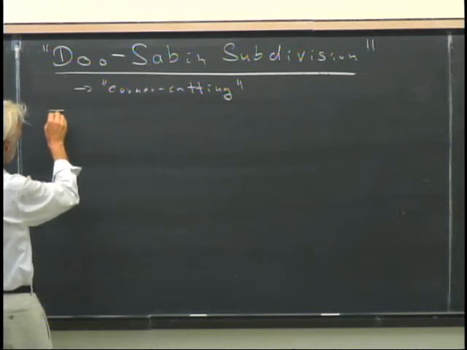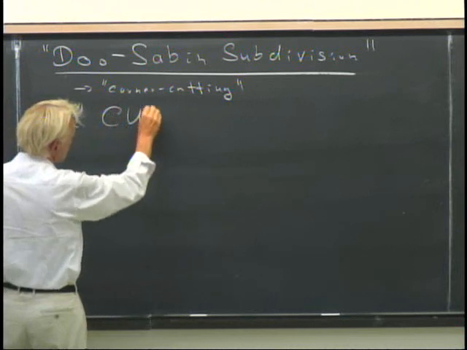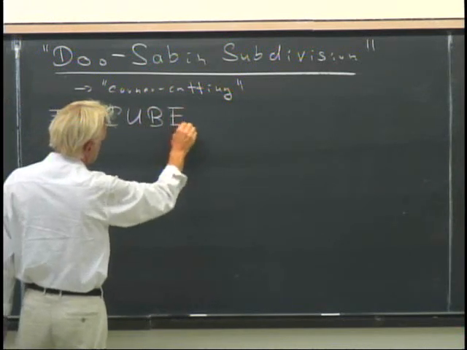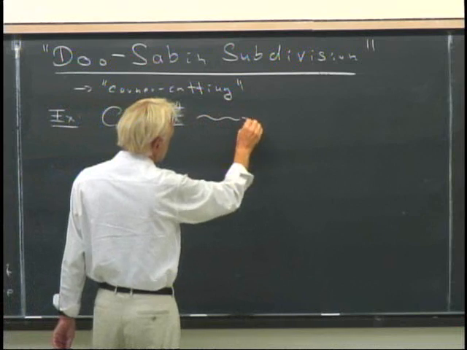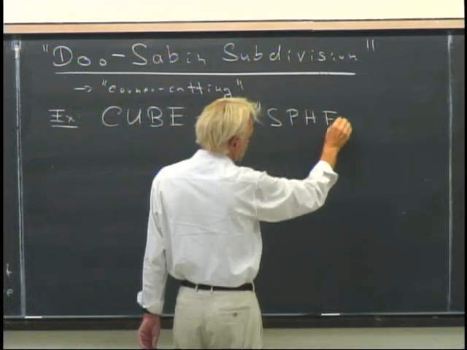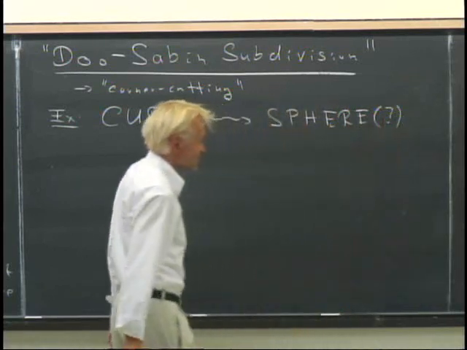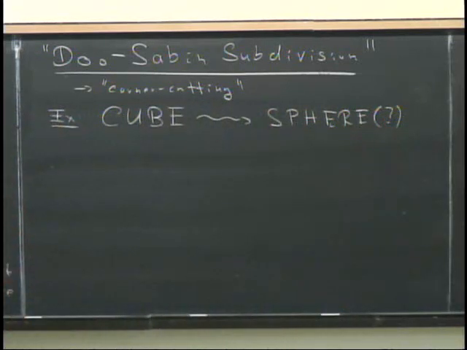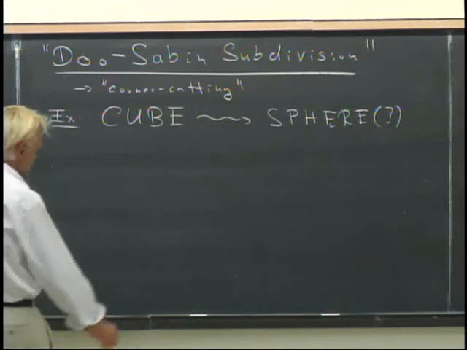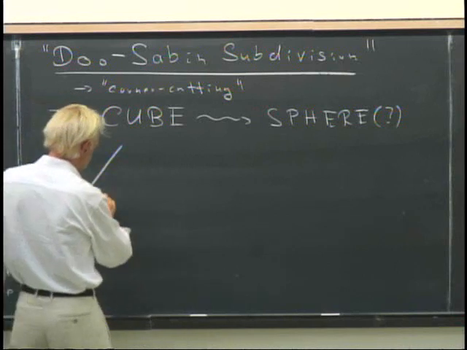An example. Take a cube. Transform it to a sphere. Will it really be a sphere? In the case of this particular scheme, will it converge to a sphere? Yes or no? You can think about that. So, I have a happy cube.